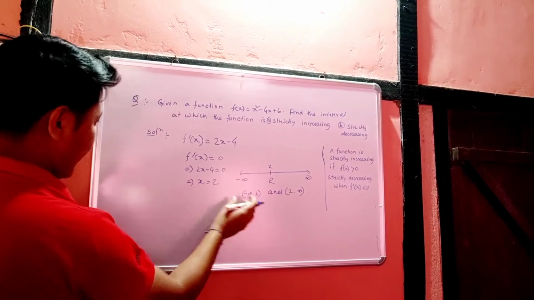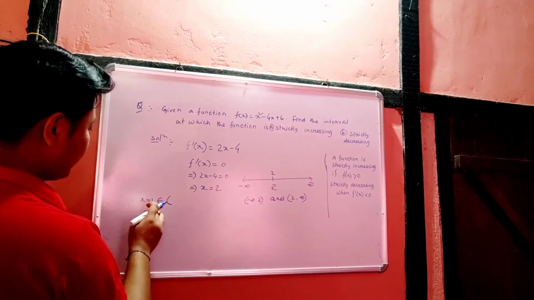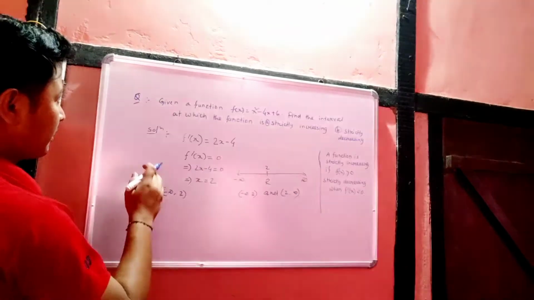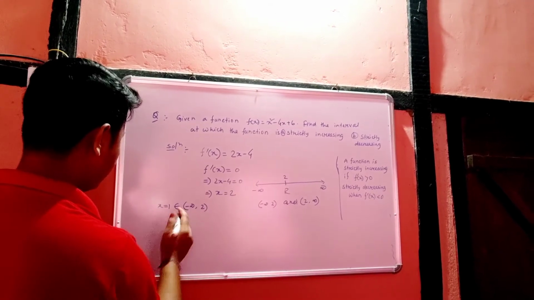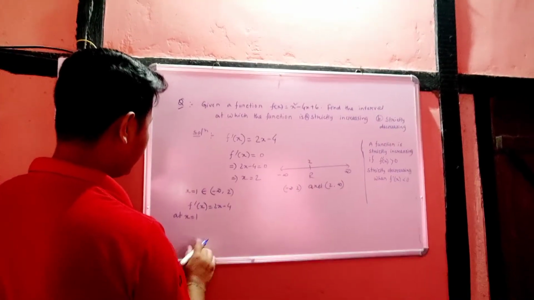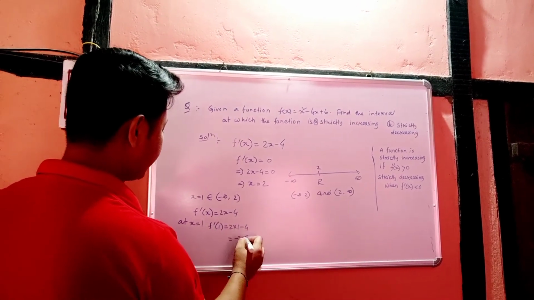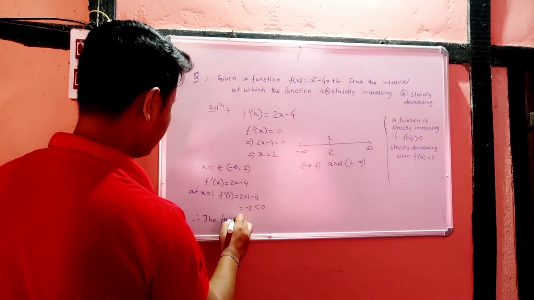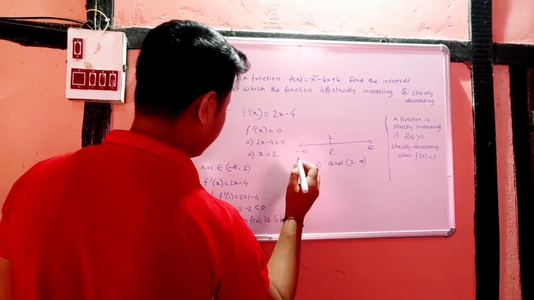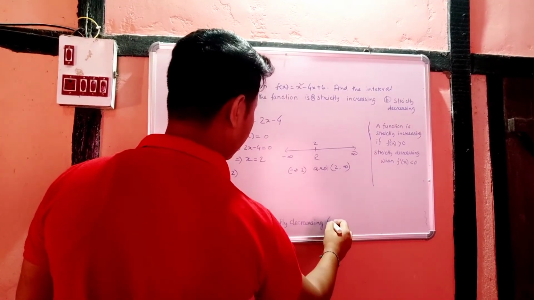We take a point x equal to 1 from the interval minus infinity to 2. At this point we check whether f dash x is greater than 0 or less than 0. We have f dash x equal to 2x minus 4. So at x equal to 1, f dash 1 equal to 2 into 1 minus 4, that means minus 2, which is less than 0. Therefore the function f(x) is strictly decreasing at the interval minus infinity to 2.